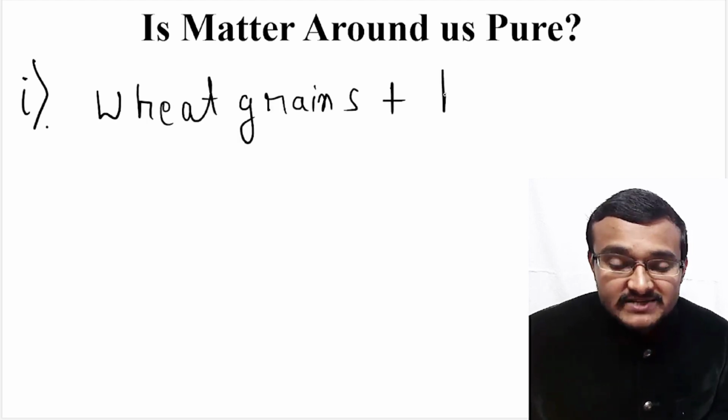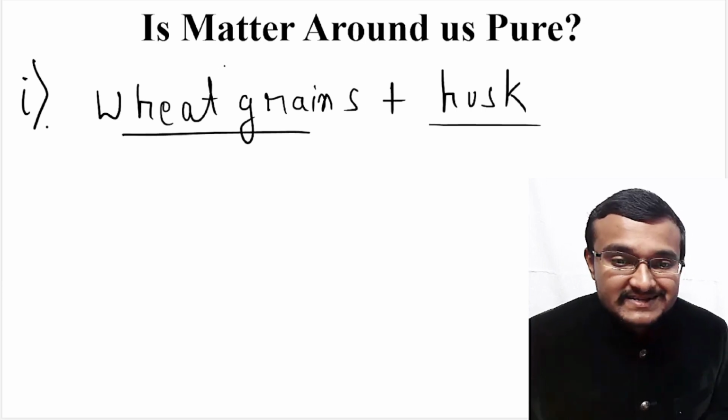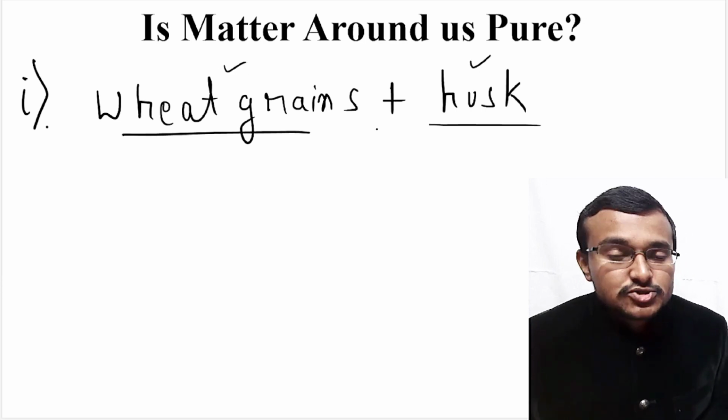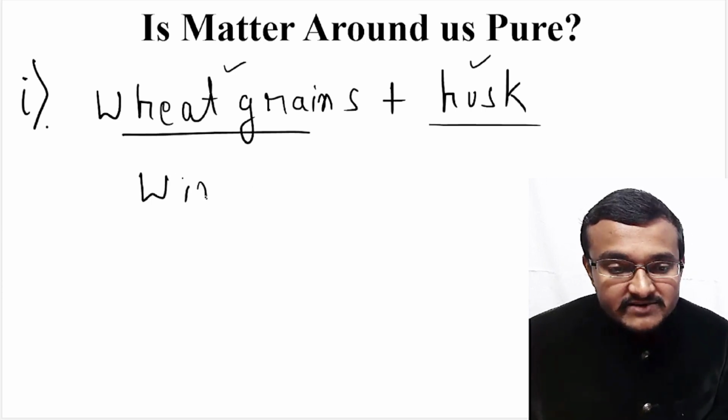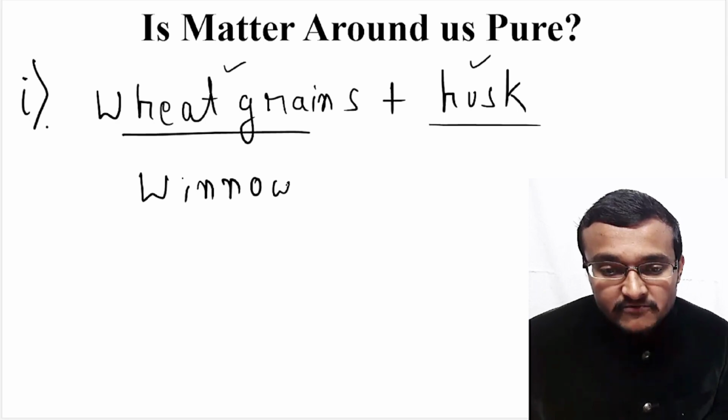Coming to the I question in this particular first question, there they have given wheat grains plus husk of this particular wheat. So how to separate this wheat grains from husk? Here winnowing is the method which you will actually use. So what do you mean by winnowing?